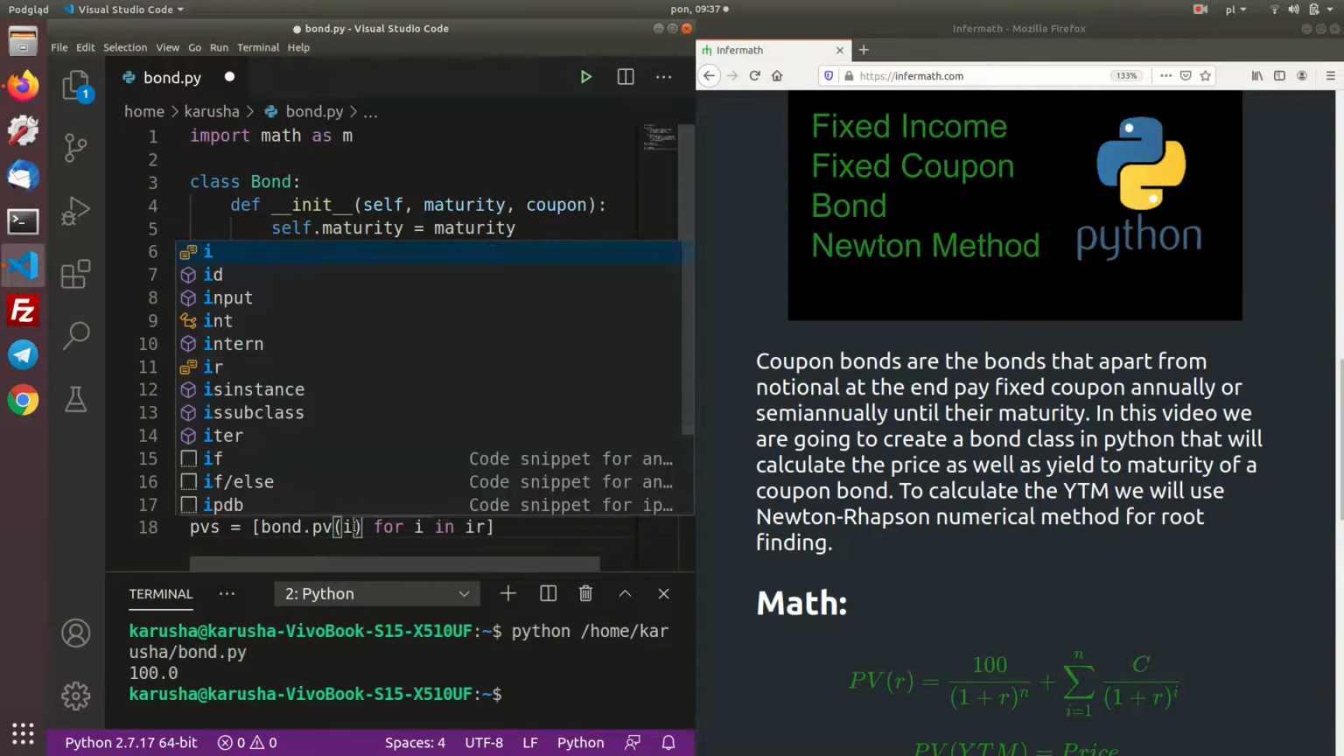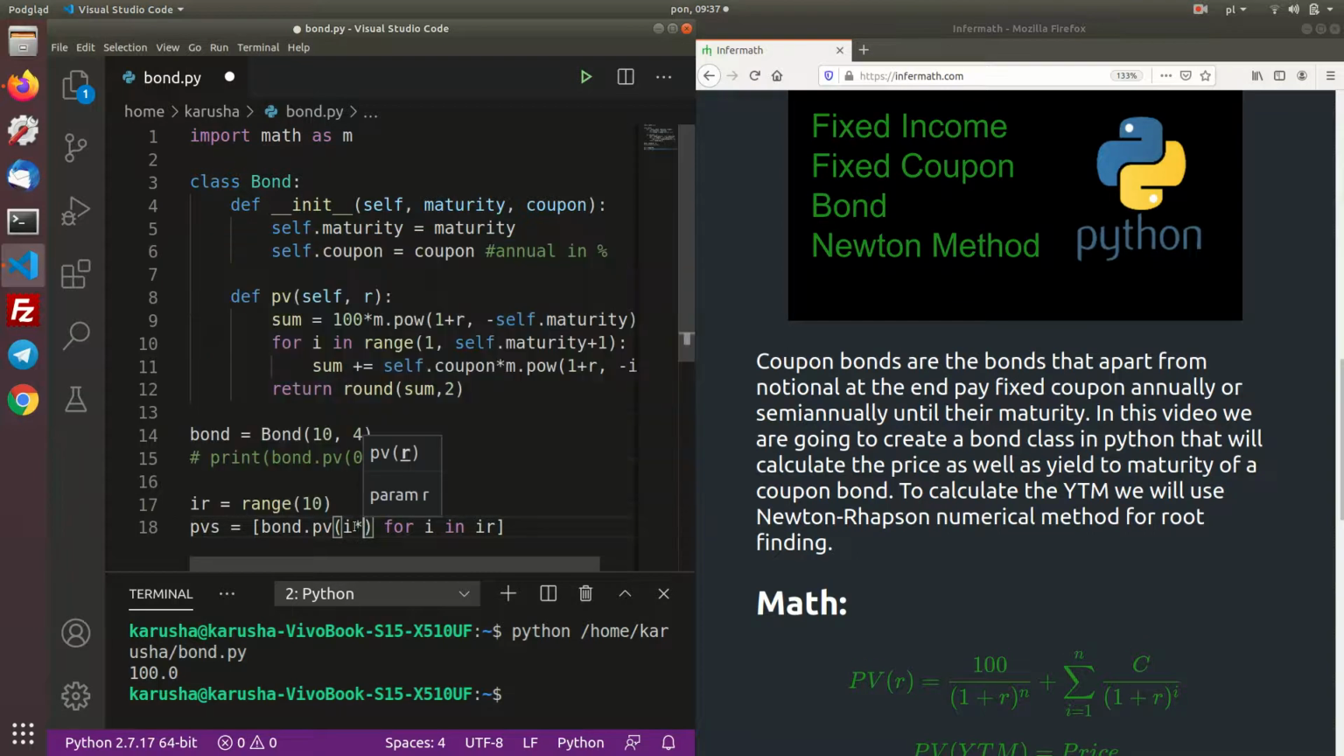We're gonna use this interest rate I, but I is just a number from 0 to 9, so we need to multiply it by 0.01 in order to get a percentage. Okay, so we have this range of interest rates and corresponding present values. Let us also plot it.